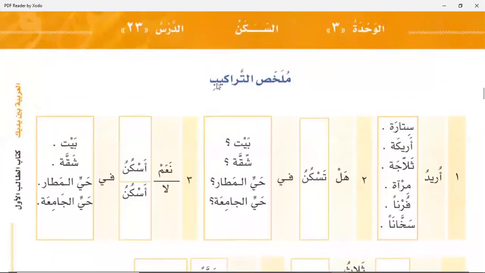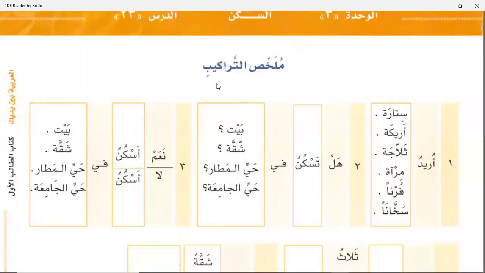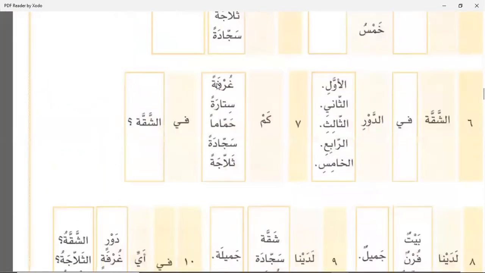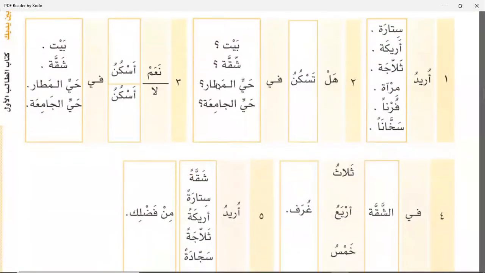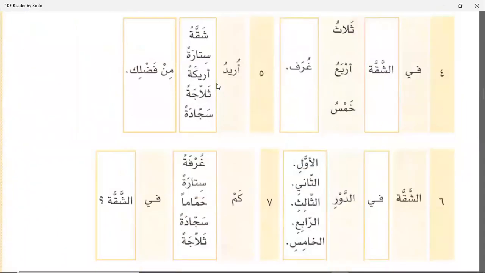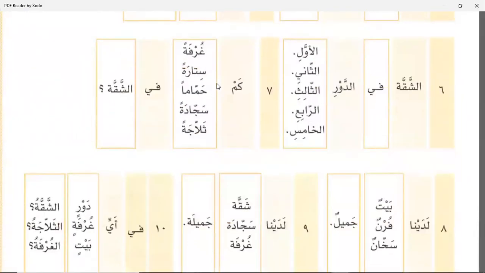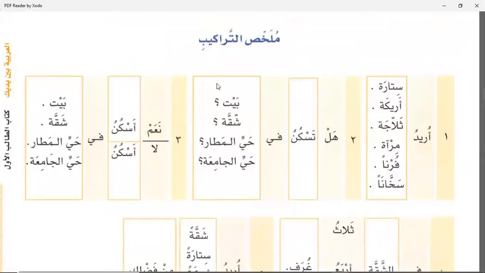Next, we have Mulakhasut Tarakib. We need to read and translate it. Who wants to read and translate? Raise your hand. Okay, Miss Satya, you will read the first two boxes. Miss Salwa, you will read the third and fourth box. Miss Khatija, you will read the fifth and sixth box. And Miss Rahma will read the seventh and eighth box. So start it. Read and translate.